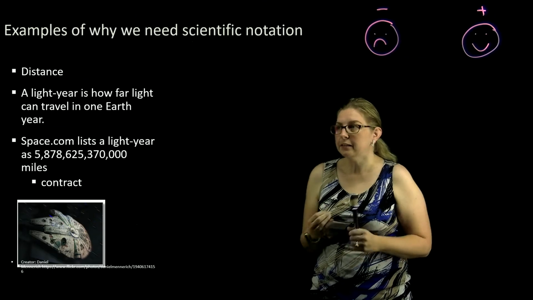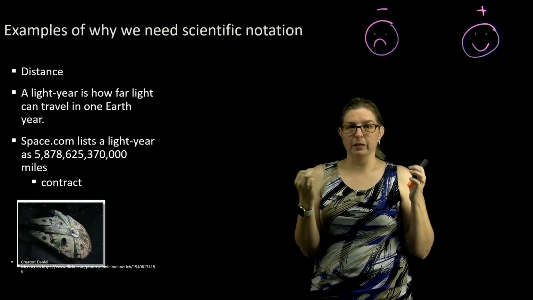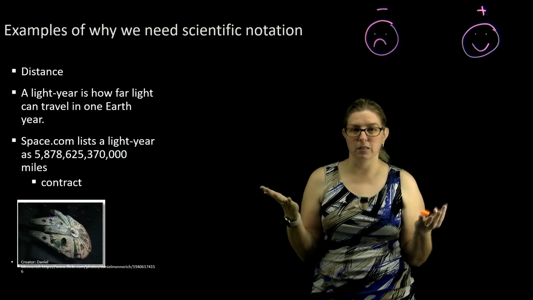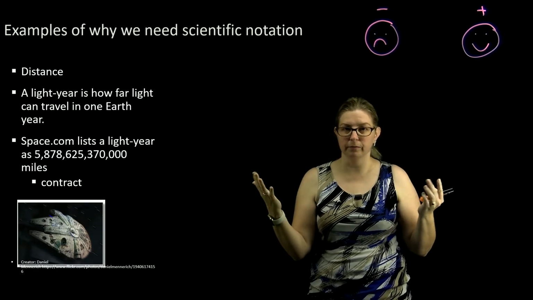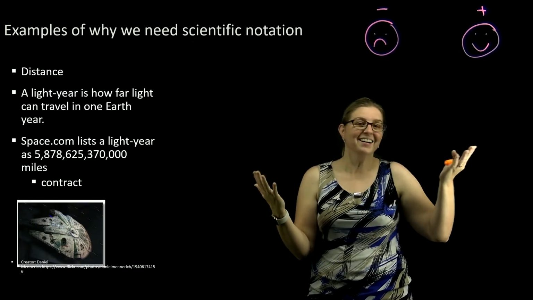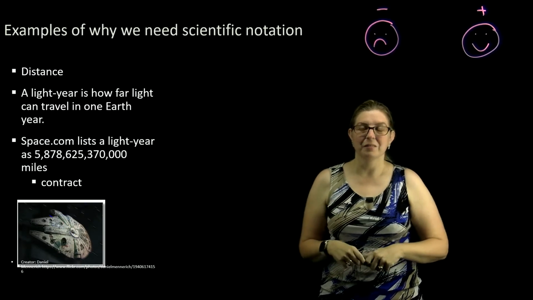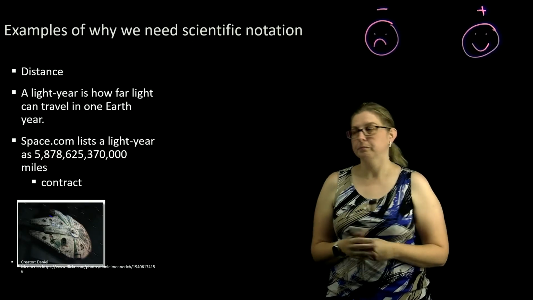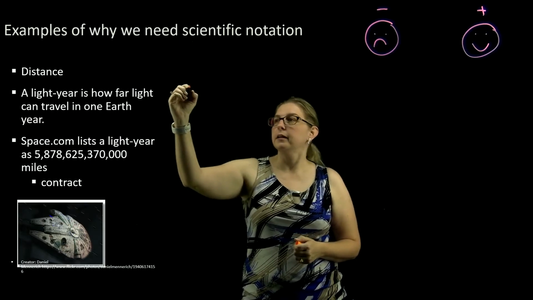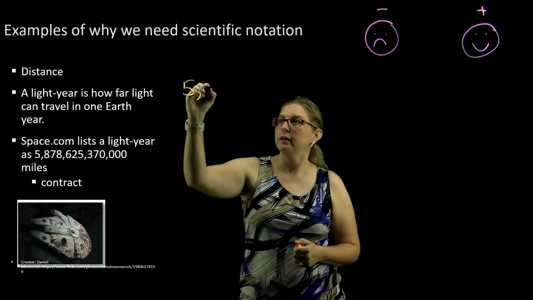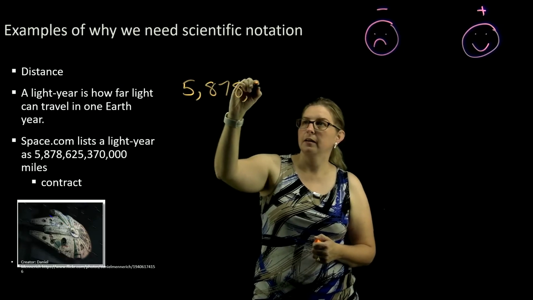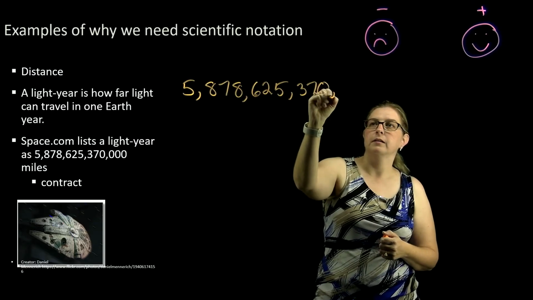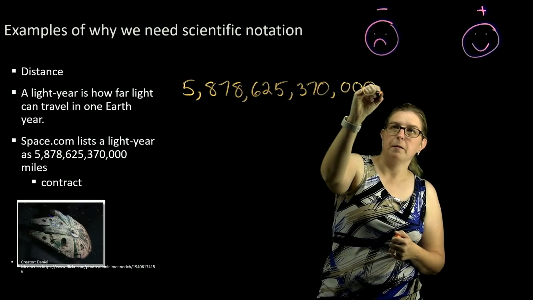Well, a light year is not that hard to figure out. In astronomy, names are not that hard to figure out. You have a light year. How far can light travel in a year? Well, light goes pretty fast, right? So it could probably go pretty far. And it does. So it's 5, 8, 7, 8, 6, 2, 5, 3, 7, 0, 1, 2, 3 miles.